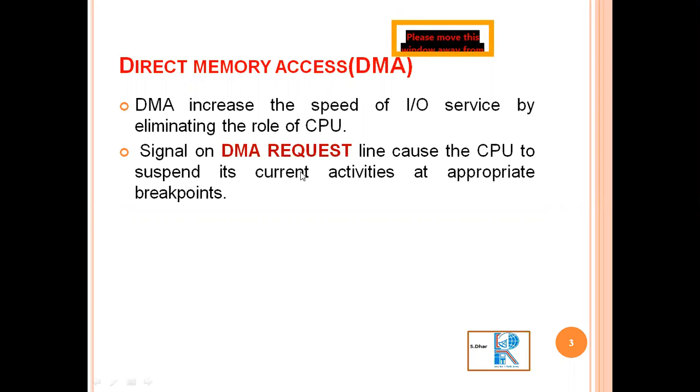So a signal on the DMA request line causes the CPU to suspend its current activities at an appropriate breakpoint. What is a breakpoint? I will tell later. That means it will ask the CPU to please stop its current work and leave the bus for me, so that I can use the bus for transferring the data from IO to memory or memory to IO. That is called the DMA request. This request comes from the DMA controller, the direct memory access controller.